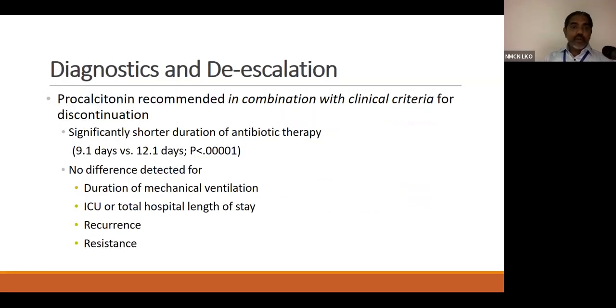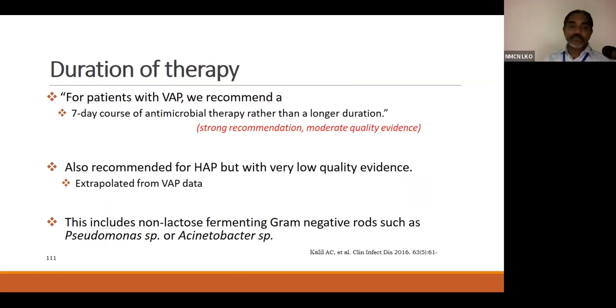So for de-escalation of therapy, procalcitonin is recommended in combination with the clinical criteria, and it has been found to be associated with significantly shorter duration of antibiotic therapy. However, there was no difference detected for duration of mechanical ventilation, ICU length of stay, clinical failure, or development of resistance. But it can be an important marker to de-escalate therapy along with clinical resolution of signs and symptoms.